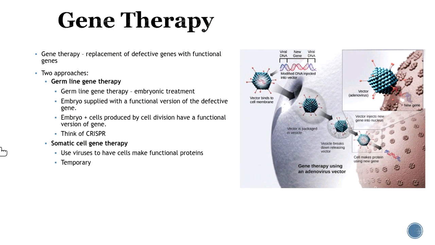Now, what somatic gene therapy does is it uses viruses to make functional proteins. And the only side effect is this is temporary. If you fix it at the germline level, it's permanent. The entire child, if you're talking about humans, will come out and all cells in the body will be healthy. Versus somatic gene therapy, it's like a temporary fix, like putting a Band-Aid on and you keep having to go through it.